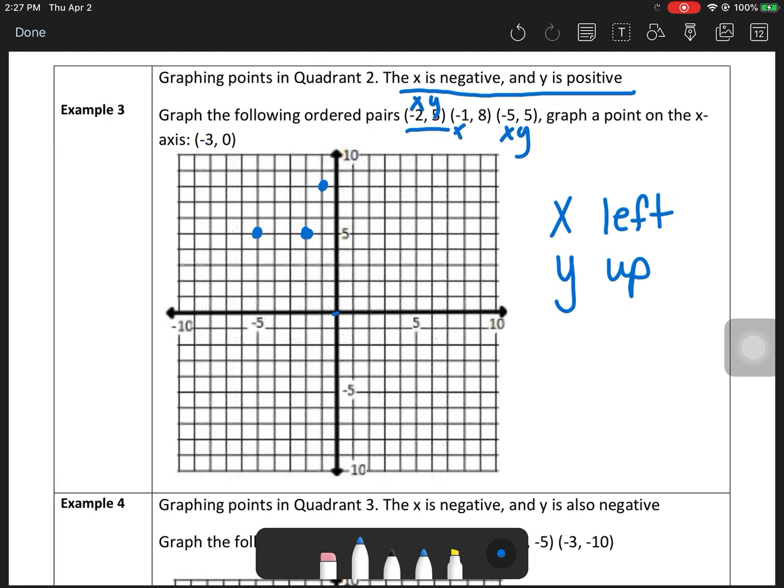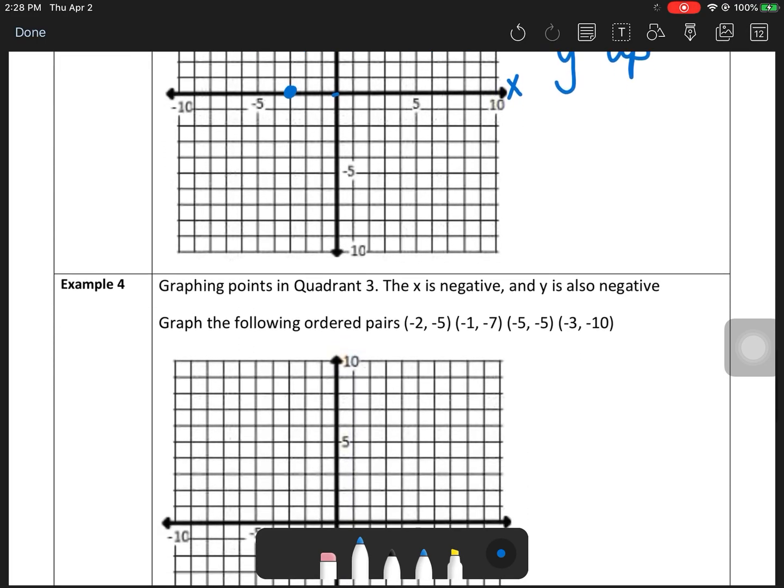The last one that we're going to do is one that stays on the axis because we're only going to start at the origin and go 3 to the left, but 0 means we're not going to go up or down. We're just going to go 3 to the left. So remember, the x-axis goes left and right. The y-axis goes up and down.